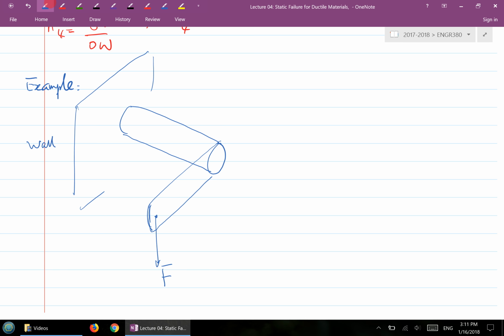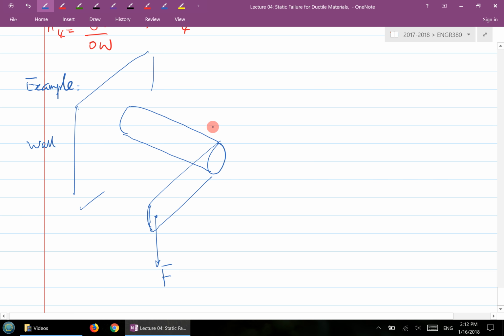Suppose that the rod is made of steel or aluminum, a ductile material, for example. What we want to do is use the MSF theory and also probably the DE theory to find out, first of all, where the critical location is, and what the safety factor will be at the critical location, or whether it will fail or not due to this loading condition. So that's what we want to do for this question.